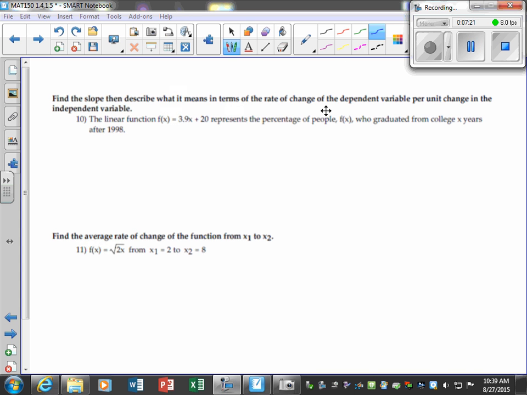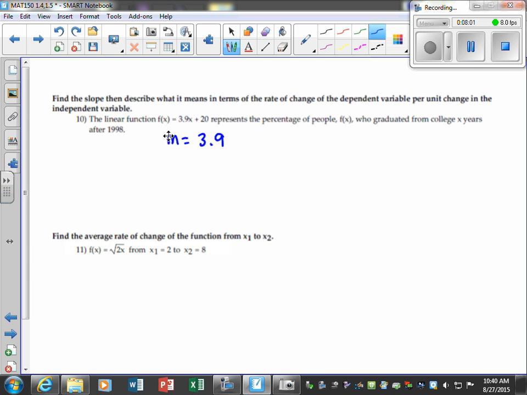Now we're given, it says find the slope and then describe what it means in terms of rate of change. So we have the linear function f of x, this is in function notation, is equal to 3.9x plus 20. And that represents the percentage of people who graduated from college so many years after 1998. So when we look at this, the first thing we want to do is determine what is the slope. Okay, good. So the slope is 3.9.